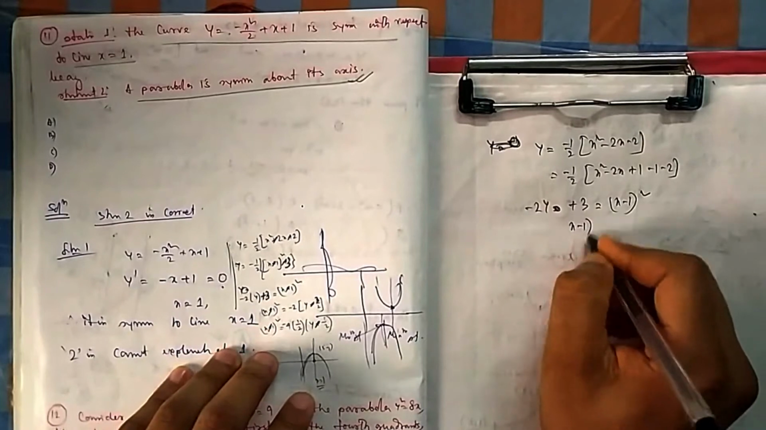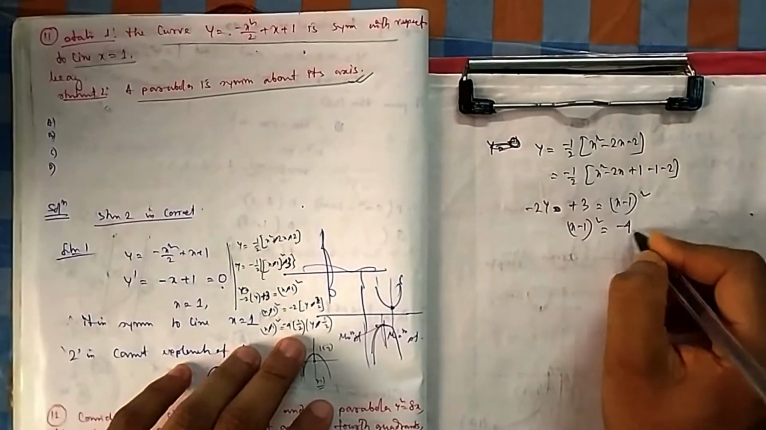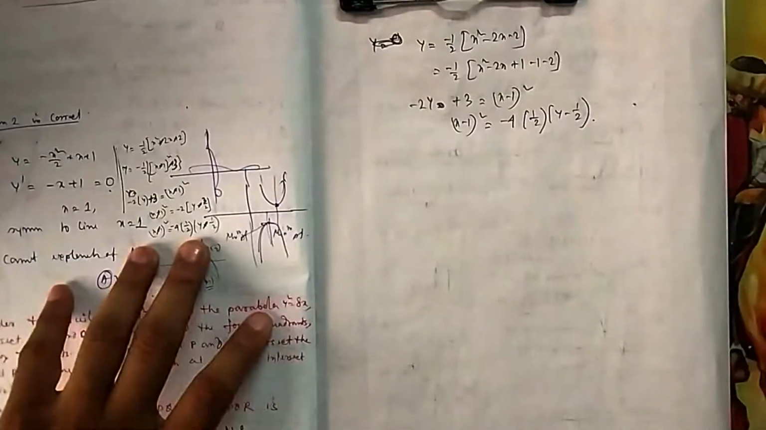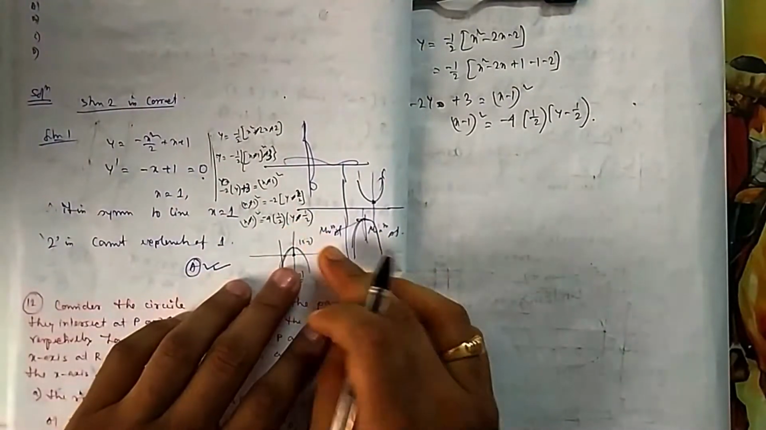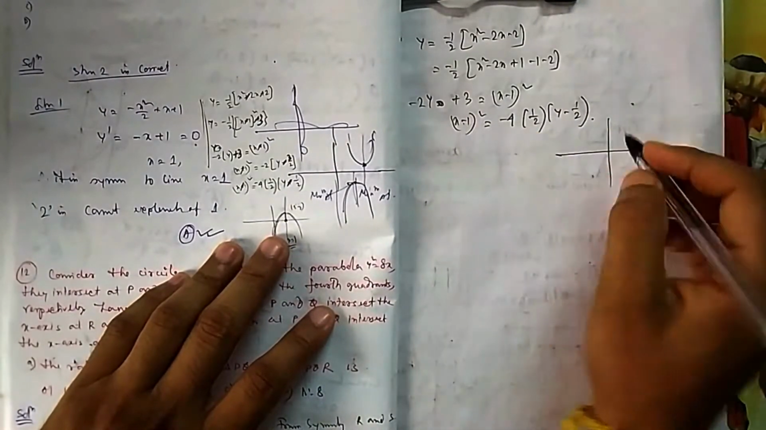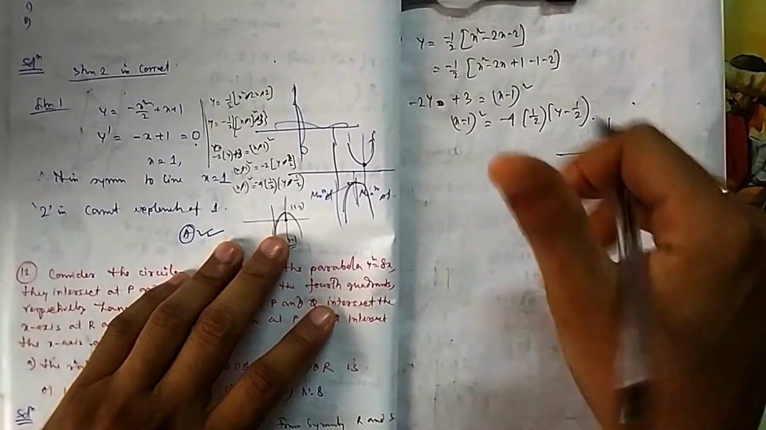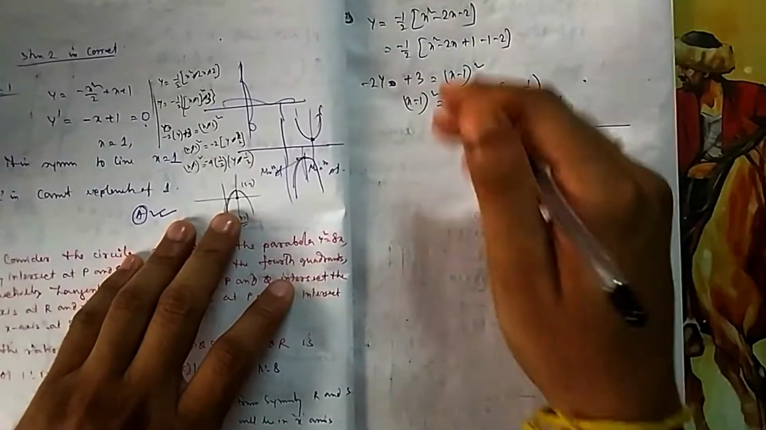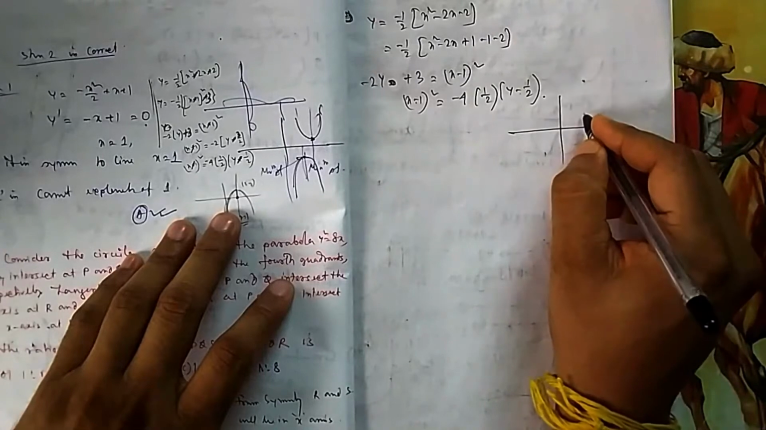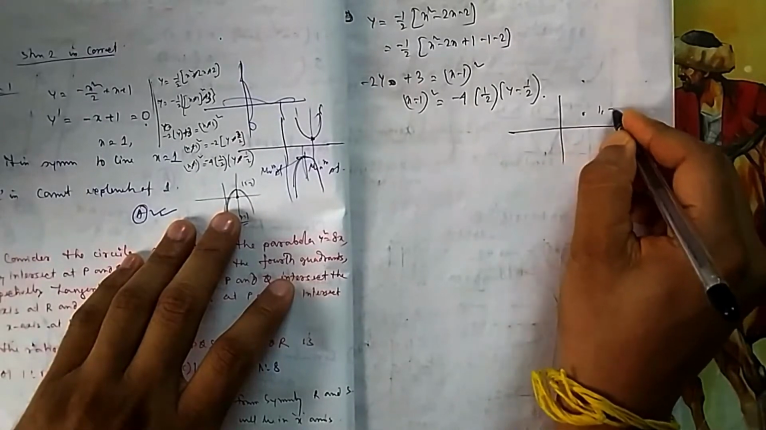So your (x minus 1) whole square will be equal to minus 4 into half into (y minus half), something of this format. Finally you will get this one. So once you know this, you can draw this parabola. It is x square, so it will open with respect to y, and it is minus, so obviously it will be a downward-opening parabola, and the vertex is 1 comma half. So 1 comma half is this point, suppose.